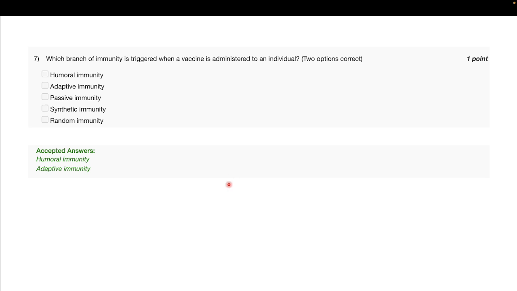Sorry for interrupting you. So whenever a vaccine gets delivered, it is going to be very specific, right? Whatever molecule you are delivering, your immunity is going to be very specific against that. So your adaptive immunity is going to get triggered. Humoral immunity is just a part of adaptive immunity. It is nothing but the immunity generated by your B cells, wherein they produce the antibodies. So that's why these two answers are correct for this question. It's humoral, which is your B cell mediated immune response, and your adaptive immunity.